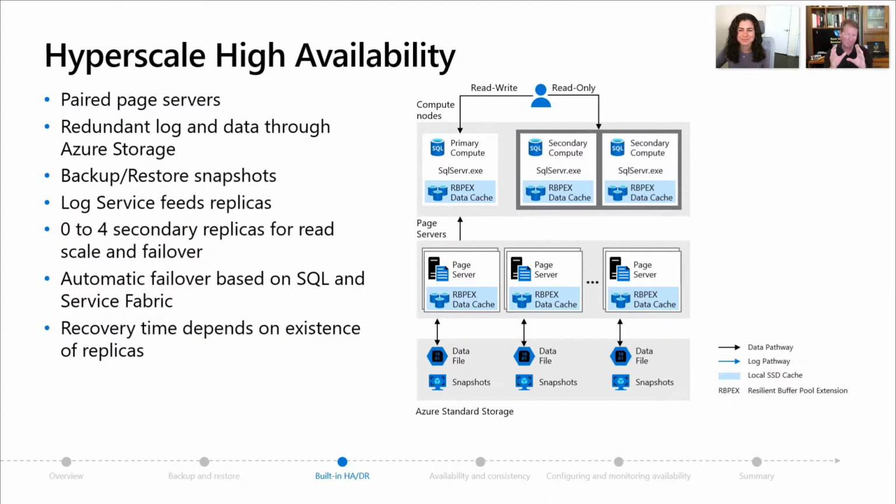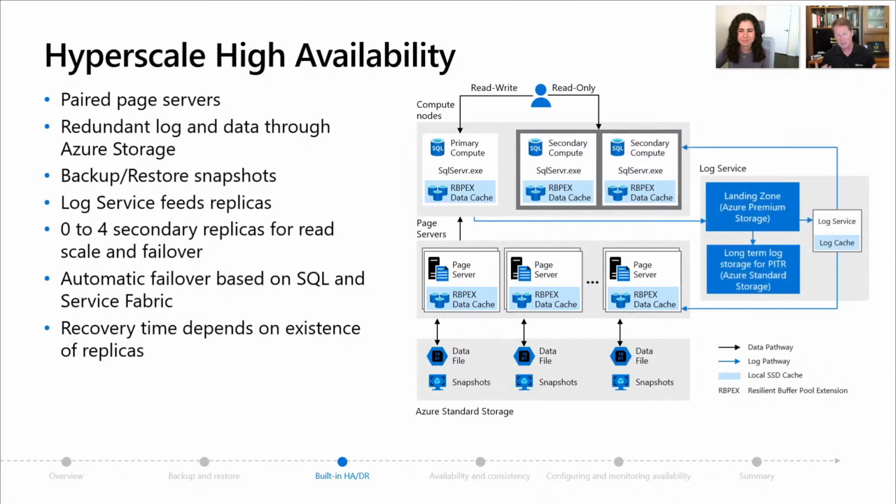Now, we'll talk about why it's important, though, to also have these data files in Azure storage in a second. When I first was doing this diagram, Anna said to me, there's one piece missing here, Bob. What about the transaction log? Well, as it turns out, SQL Server has had the capability for years for the engine itself to refer to a transaction log that's remote in Azure storage. And as it turns out, our transaction log in this model is in Azure Premium Storage. We call that the landing zone.